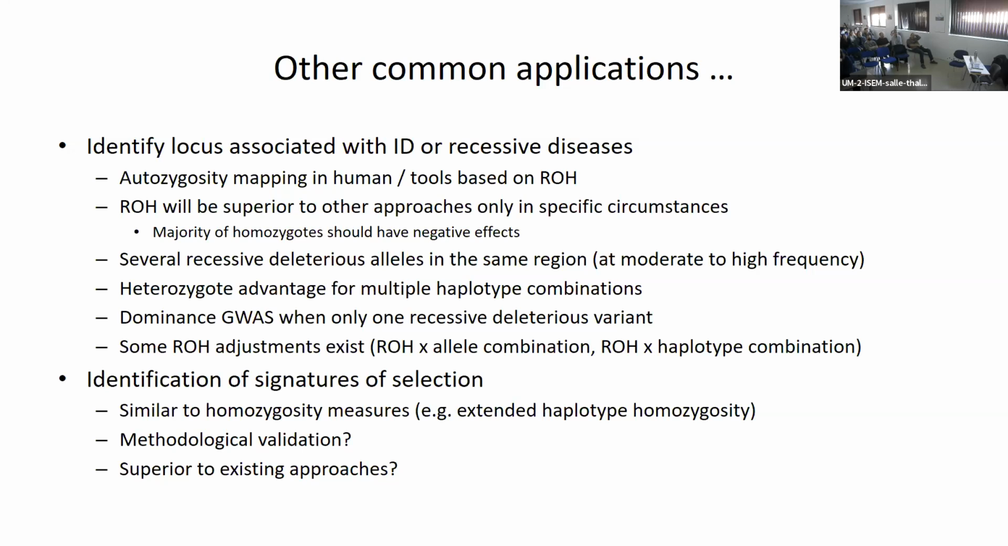The second thing that is done a lot, at least in my community of animal breeding, is to use runs-of-homozygosity to detect signatures of selection. And it's true that runs-of-homozygosity is related more or less to extended haplotype homozygosity, for instance. But I'm not aware of any methodological validation that shows this is a good approach, and I'm not aware of a paper showing that this approach is superior to existing approaches to identify signatures of selection. And if you don't have these two things, you should not use it.